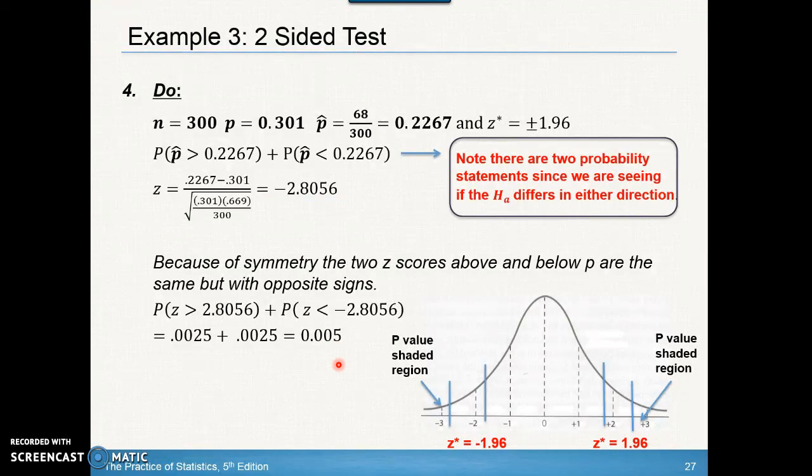All right, the do. Once again, notice we have all the statistics here. Notice how we have our p hat. This was our actual sample: 68 out of 300 expense reports had that begin with the digit 1. Notice how we have 2 critical z-scores. Why do we have 2 critical z-scores here?